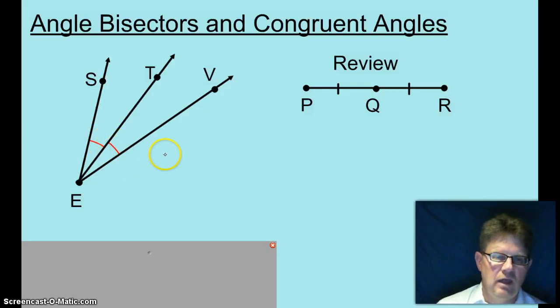So that means that ray ET is the angle bisector because it cuts angle SEV into two congruent parts.